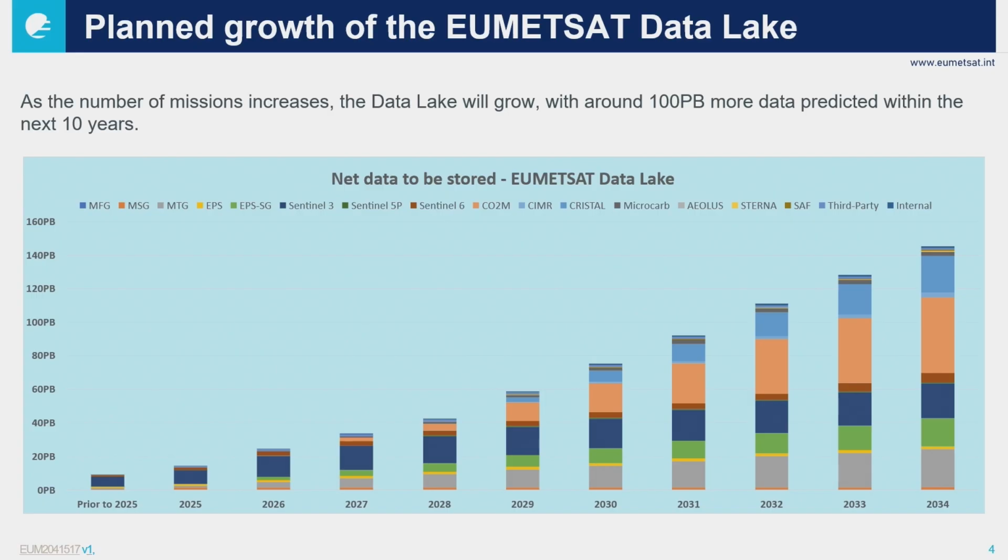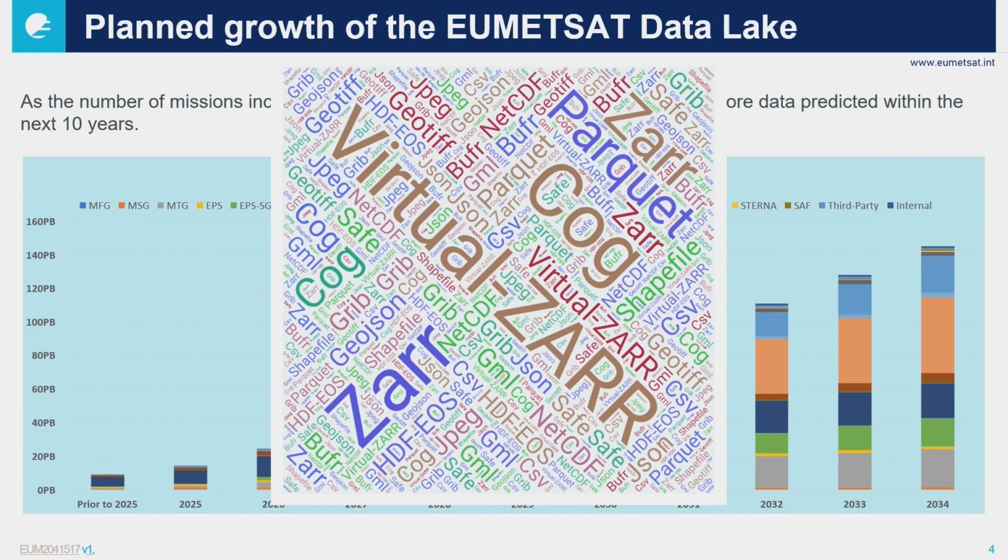Because we have the new missions, like the EUMETSAT Polar System Second Generation, the Meteosat satellites, the Copernicus missions, SAF data, third-party data, and also a lot of different formats to handle, from legacy formats like GRIB, NetCDF, cloud-optimized, and Zarr, that is the future. So sometimes we also have to duplicate the data.